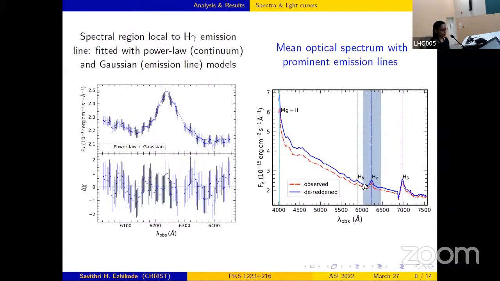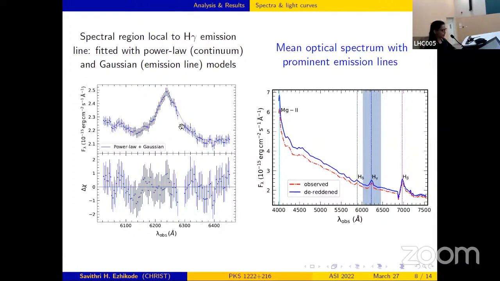So our idea is to estimate the emission line flux, the H gamma emission line flux, which can give information on the disk emission, and also the optical continuum from the source. For this, we analyze the optical spectra of all the observations of the source for the local spectral region near this H gamma emission line. This is one example of such a local spectrum.